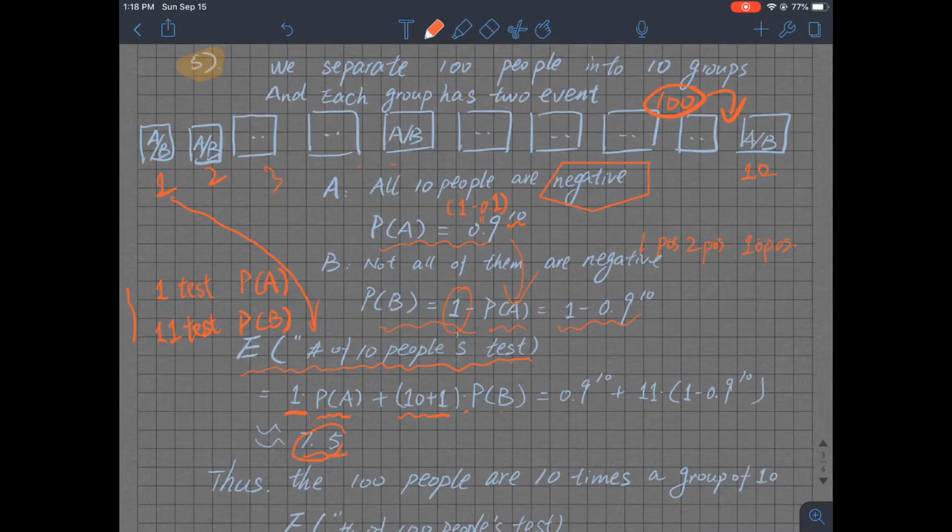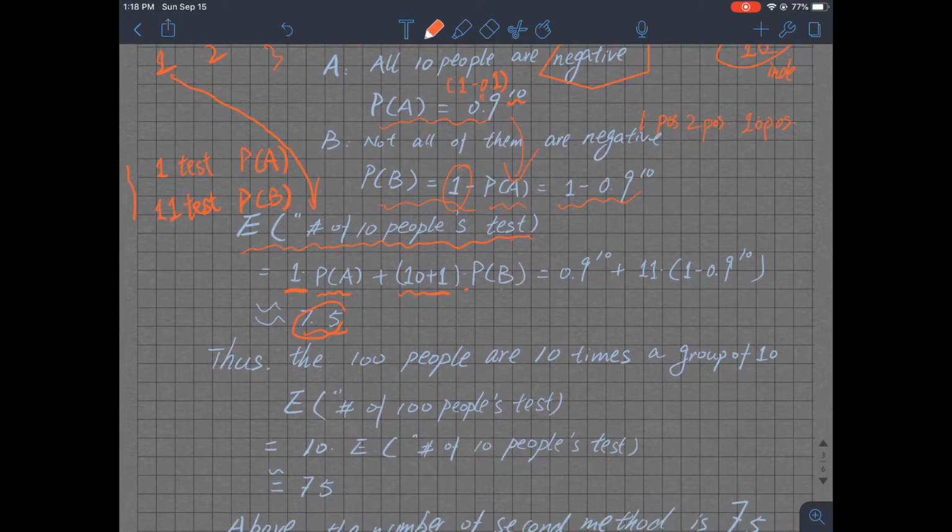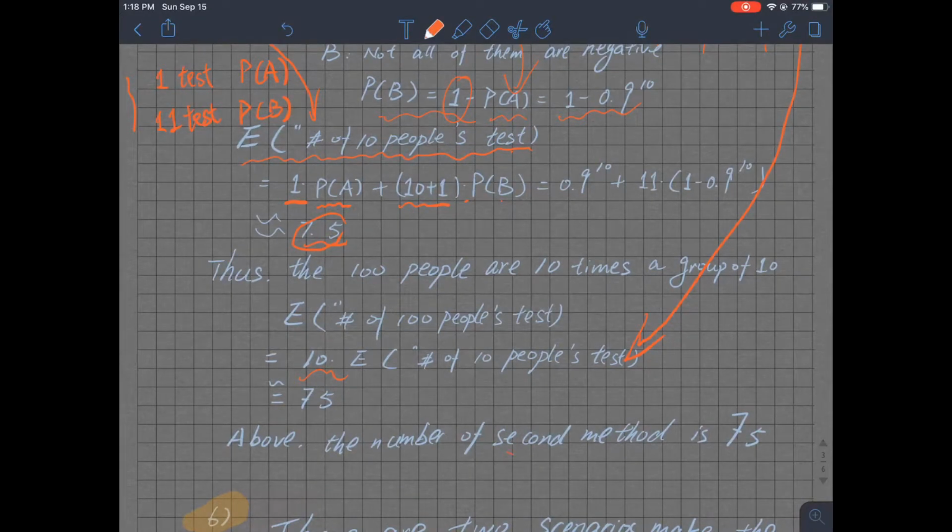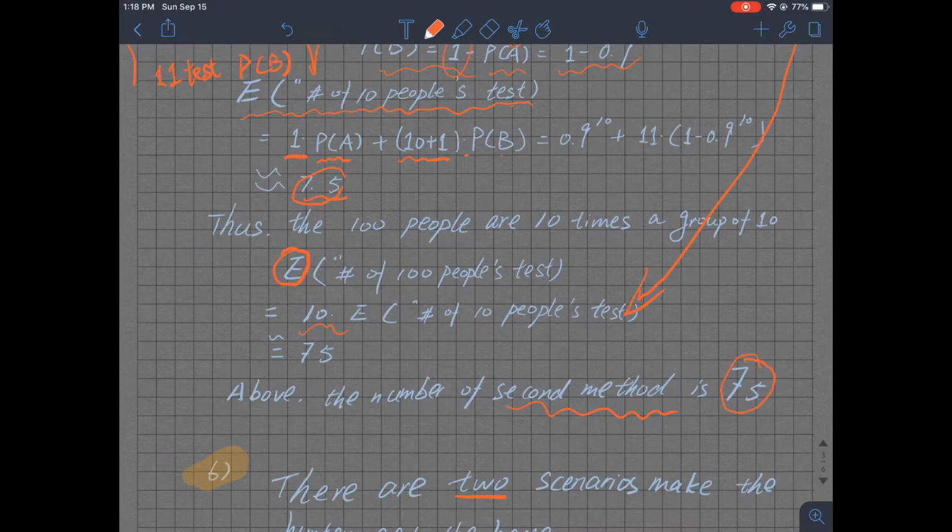We can see here that there are 10 independent events. So we can simply multiply by 10 to get the final result of the second method, the average number of tests. Average here means the expectation; they have the same meaning for this problem. We simply multiply the expectation for one group of 10 people by 10, then we get the final result.